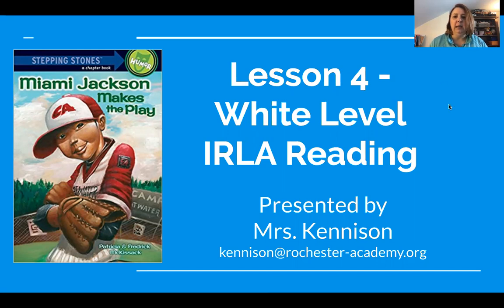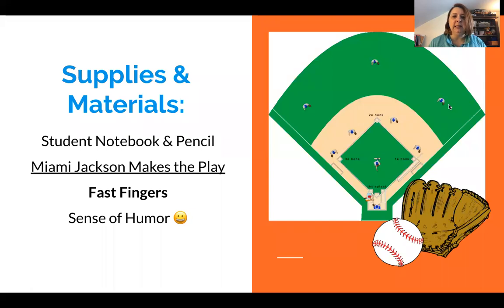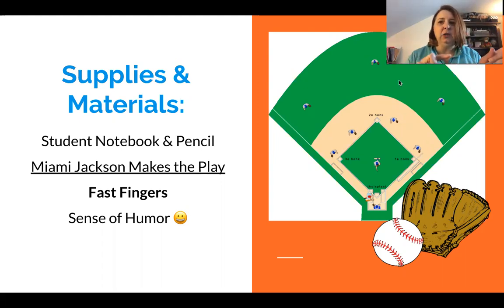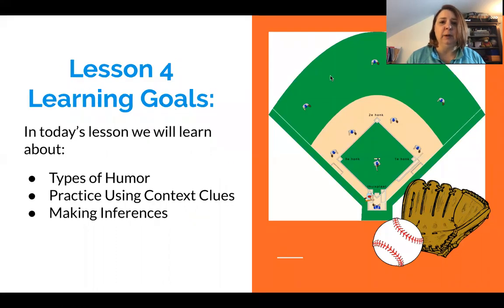We're going to be reading the rest of Chapter 1 for Miami Jackson Makes the Play. You're going to need the same materials and supplies that you did on last week's lessons, because you're going to just be adding to those charts that you wrote into your notebook. So we're going to be adding to our humor chart, and we're going to be adding to our vocabulary chart. So again, those fast fingers to be able to keep up with the presentation as it goes along, and your sense of humor, because today we're going to learn about 2 more types of humor.